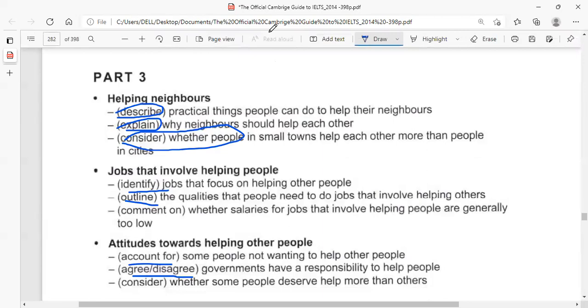So I'll stop sharing my screen, and now let us move on to round 3 questions. The first question in round 3: Describe practical things people can do to help their neighbors. Sorry, what was the question? Describe the practical things. What are the different ways that you can help your neighbors? That's the idea.